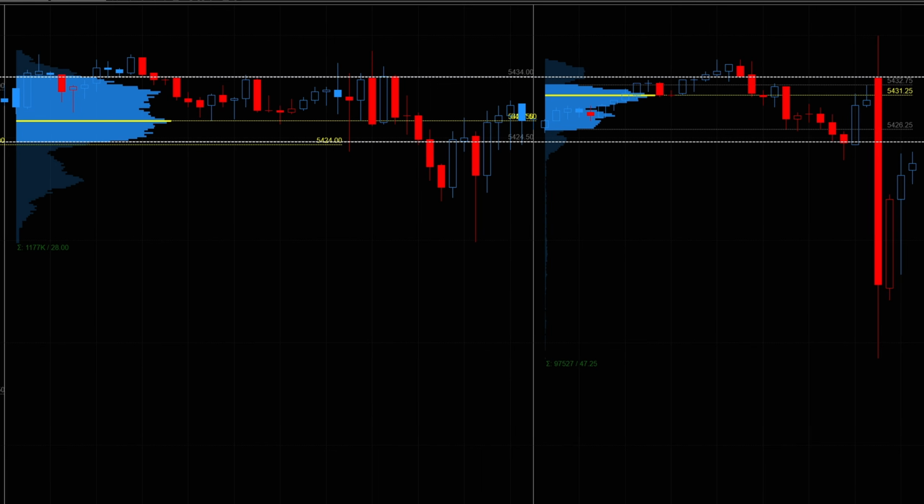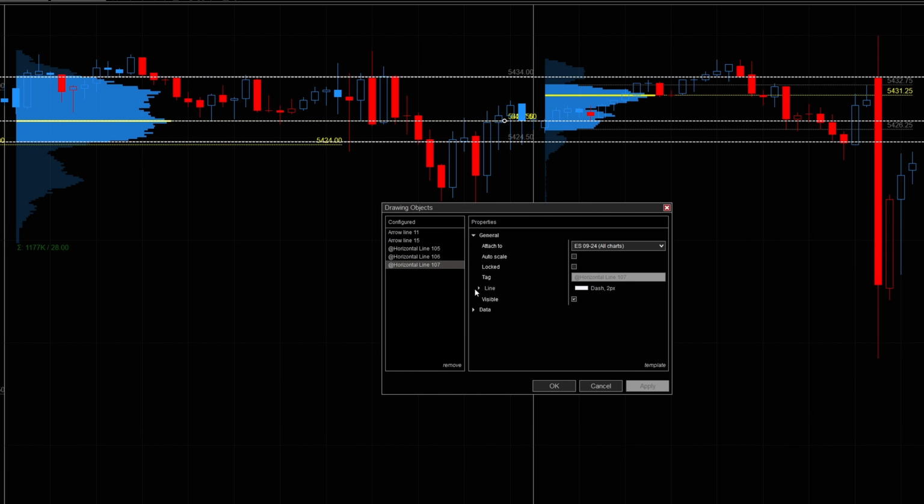Now let's go ahead and walk through a trade example real quick. I'm going to use the NinjaTrader playback feature for this. So I went ahead and marked off value area low with a white line. I marked off value area high. And now I'm going to mark off the point of control. With the point of control line, I'm going to make this yellow.